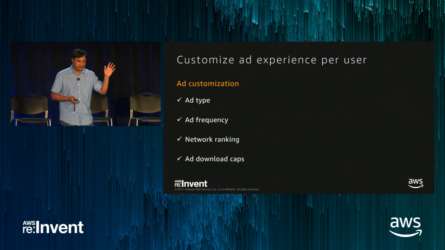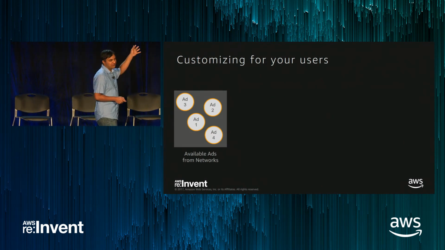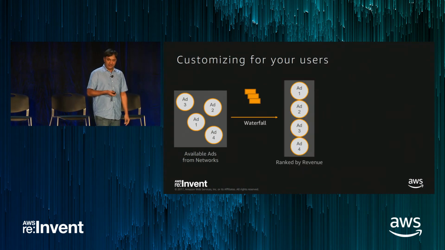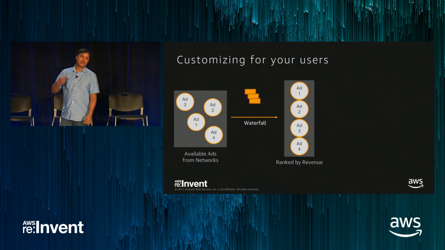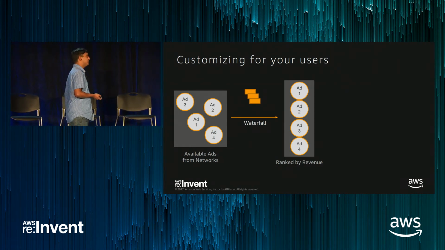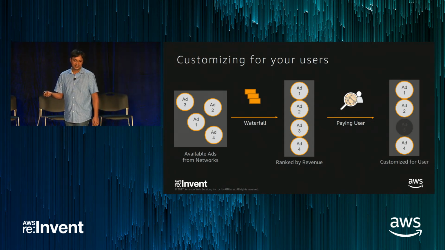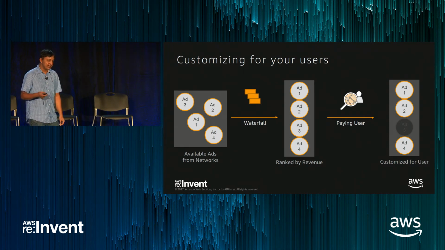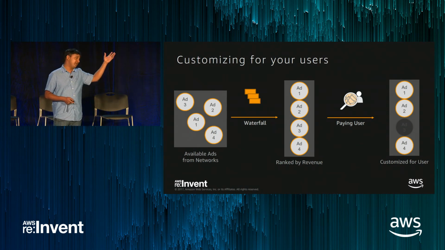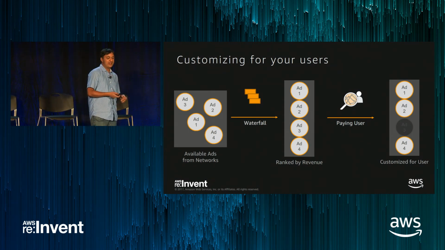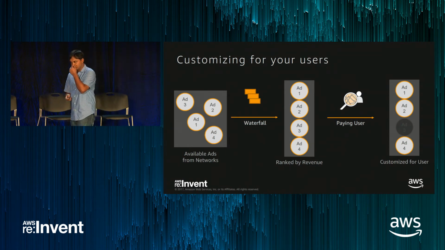A quick pictorial example of what this might be like. So let's say you have these 4 ads that you can show to your users from multiple ad networks. The first thing you do is the waterfall. You rank those ads based on eCPM and fill rate. Then you apply another filter, which is your user customization. One example of that is someone being a paying user. And you decide that you don't want to show ad 3, which maybe is a non-skippable video ad. So you create that final waterfall based on those 2 factors, the ranking from the ad networks and the customization for your users.